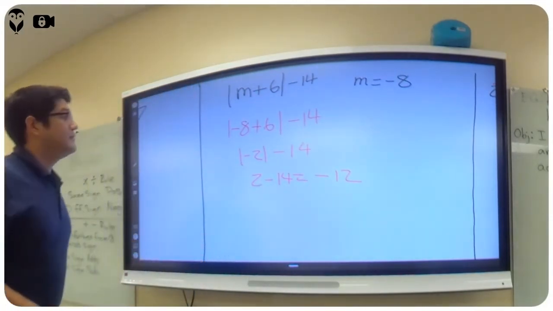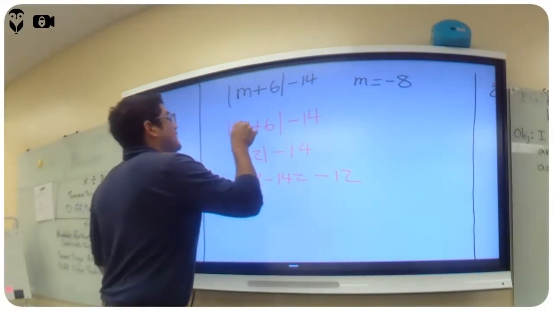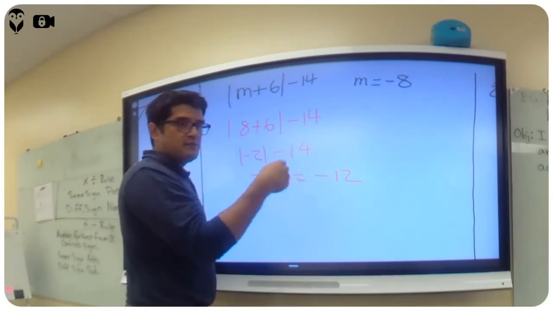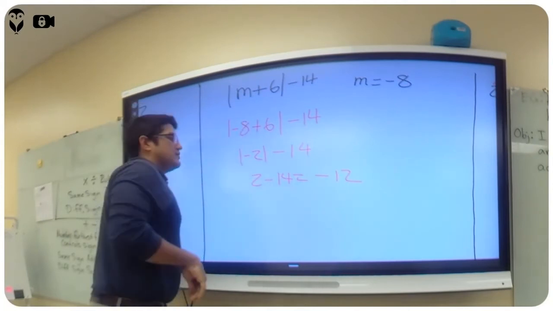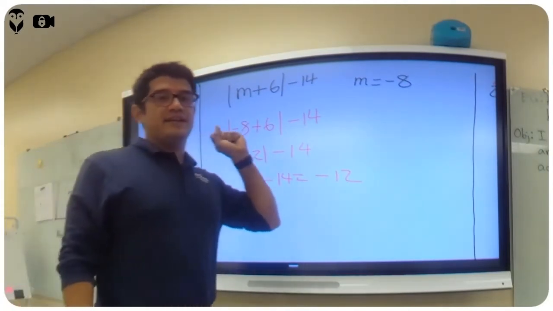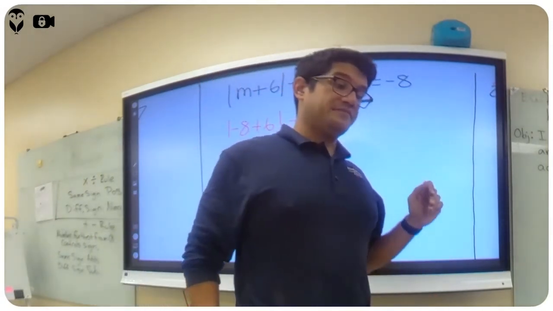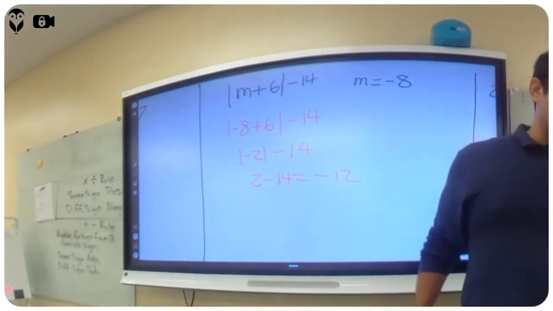Okay? If I would have immediately turned this into positive, I would have gotten 14. And then I would have gotten 14 minus 14, which is 0. So that would have been wrong. So make sure that you understand that the absolute value sign means the end result is going to be positive.